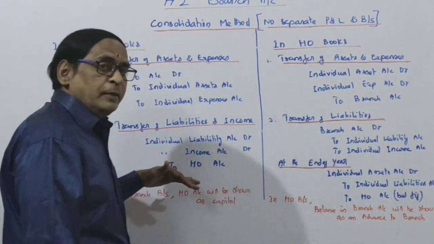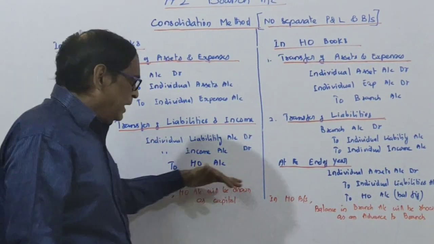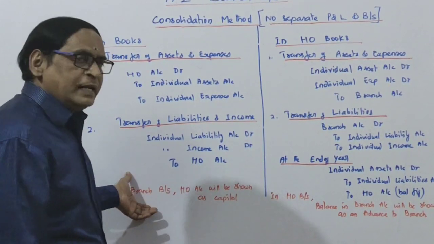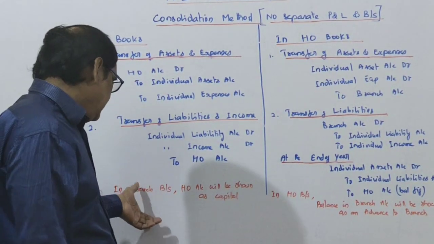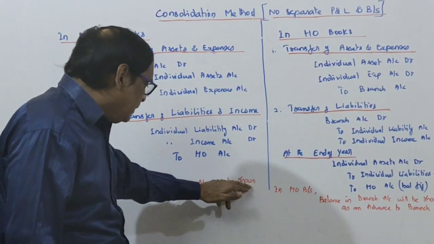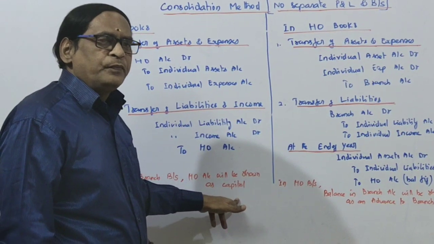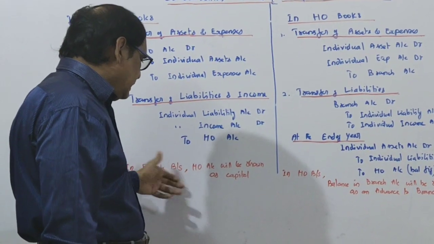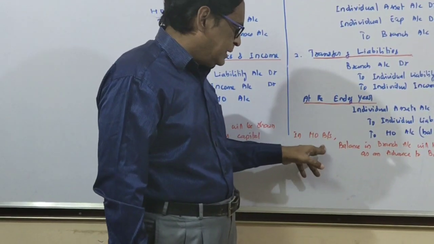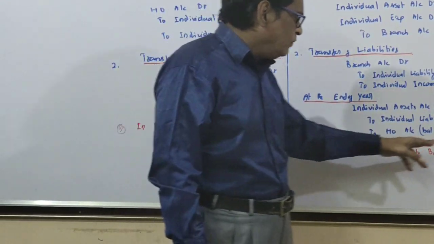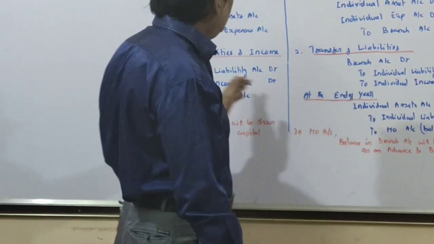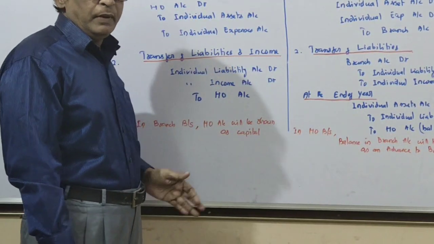So, these are the main entries we have to bear in mind. And then while preparing the branch balance sheet, in the branch balance sheet, head office account will be shown as capital account. In the head office balance sheet, the balance in branch account will be shown as an advance to branch. So these are the main points we have to bear in mind.